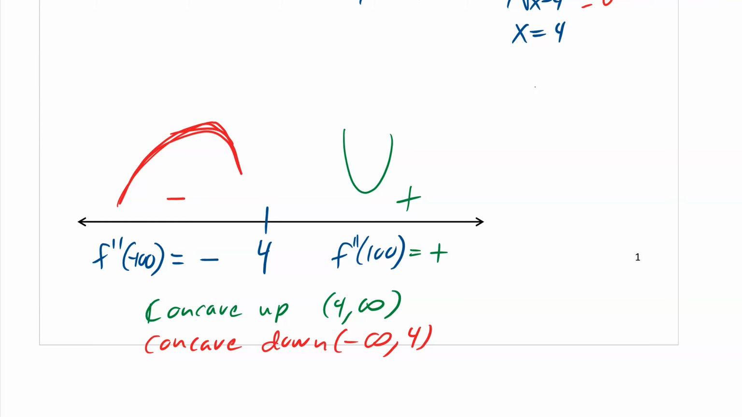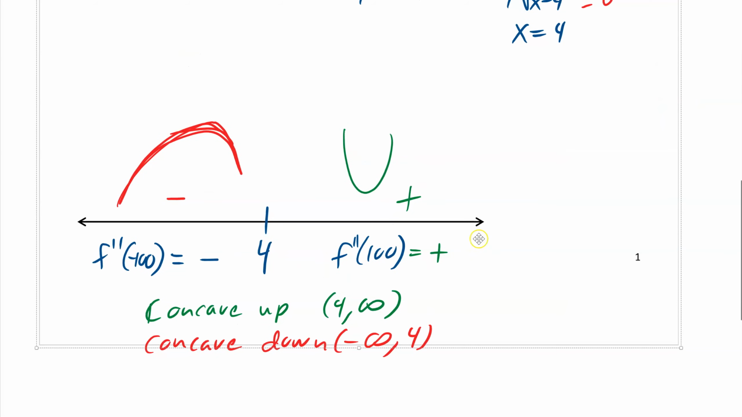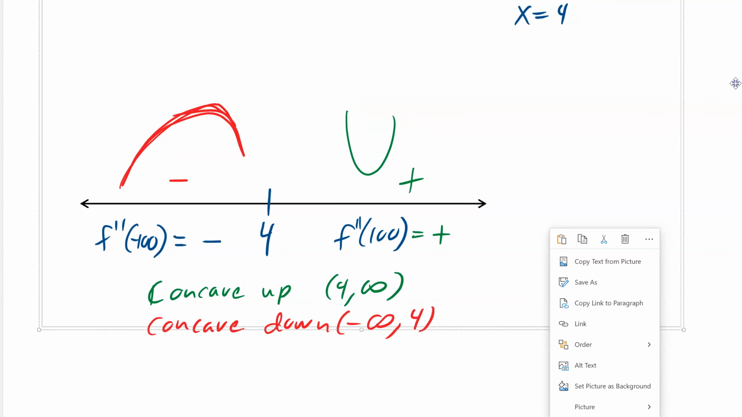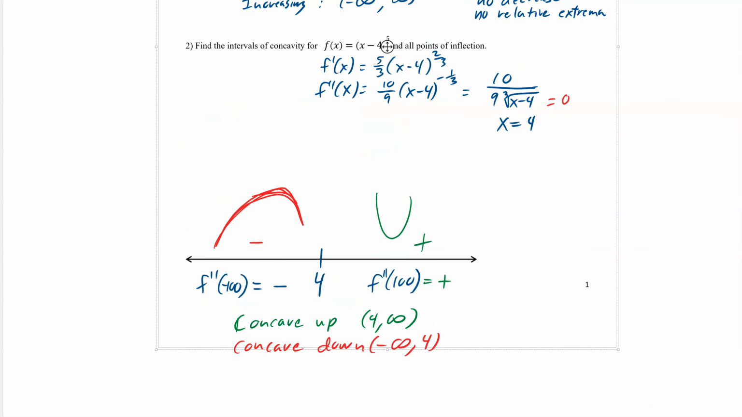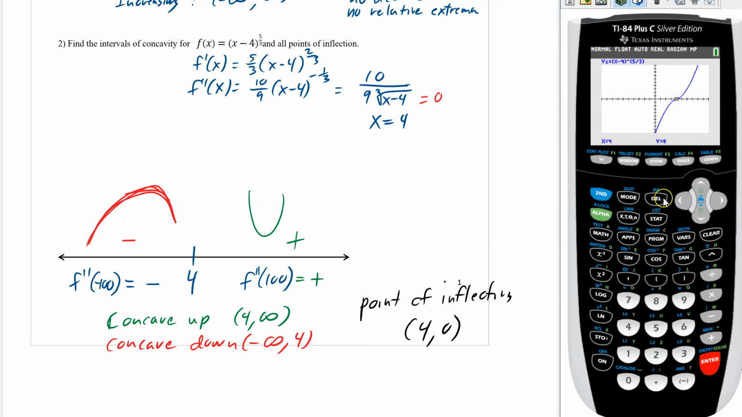And again, you just have to check the calculator to verify that. And it is. See, there's concave down, concave up. And since we do have a change in concavity, we know that we have a point of inflection at 4, 0. And where I got that from is, again, just plugging in trace 4, and it gives me 0.